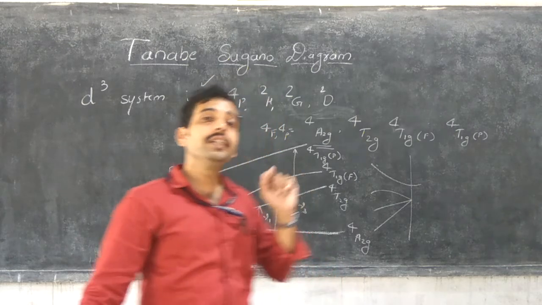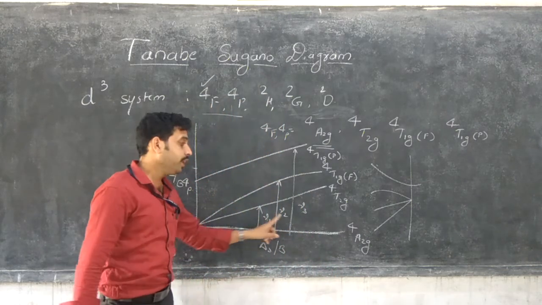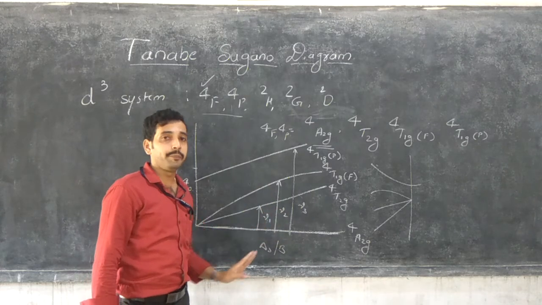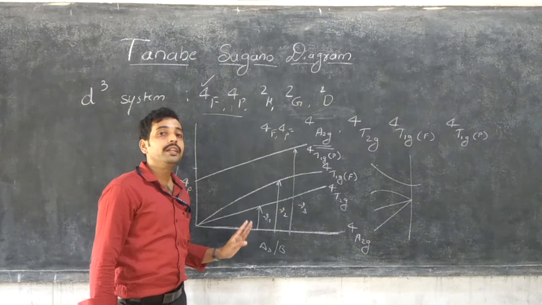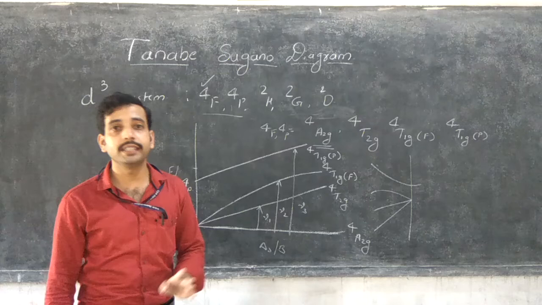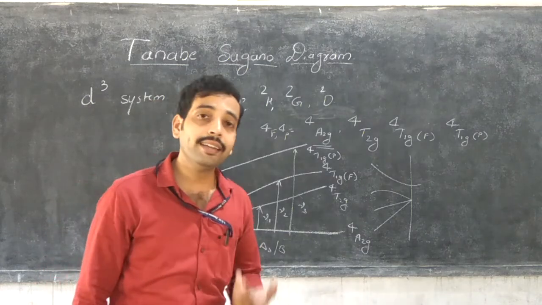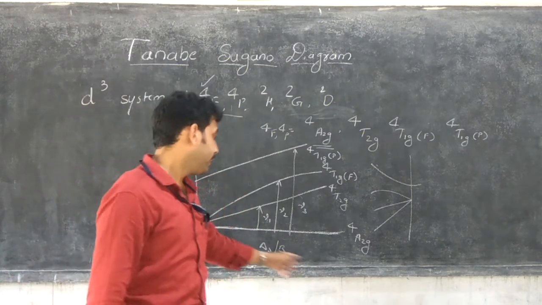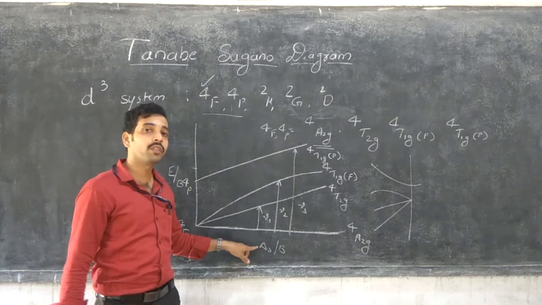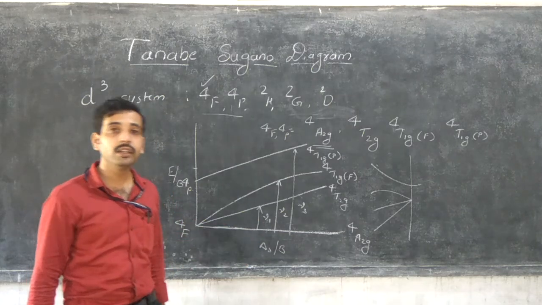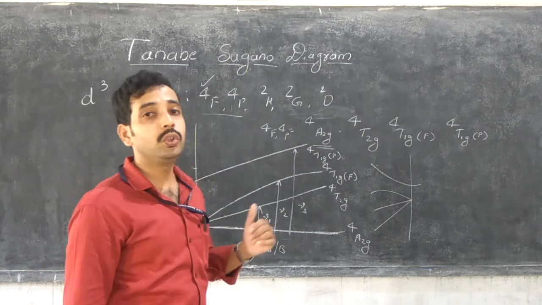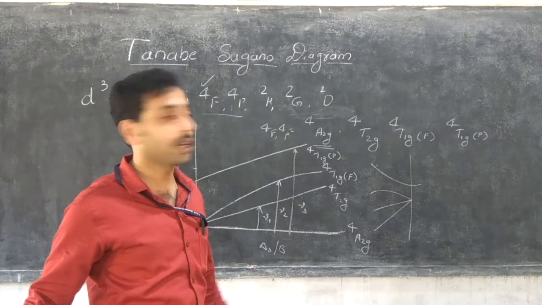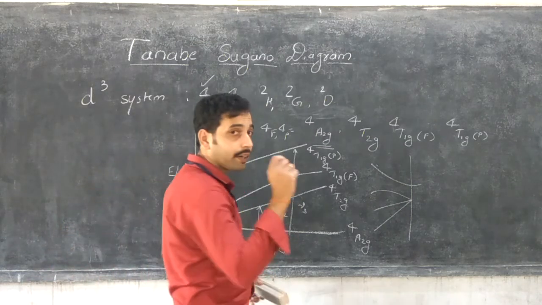Means either they give the nu 1, nu 2, nu 3, the three transitional lines, and based on those transitional lines we can calculate the delta naught by B. B stands for Racah parameter, and delta naught can be calculated. So with the help of that we can consider one example for the quantitative analysis of the Tanabe-Sugano diagram.